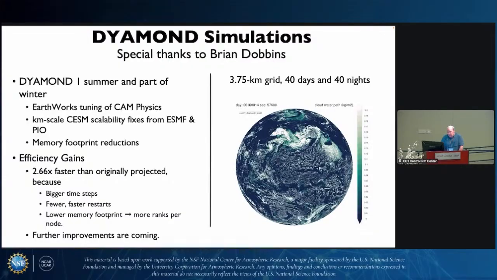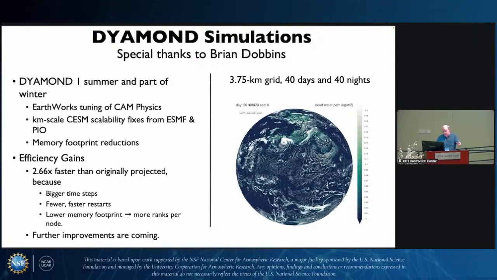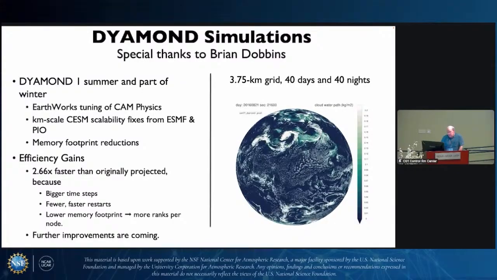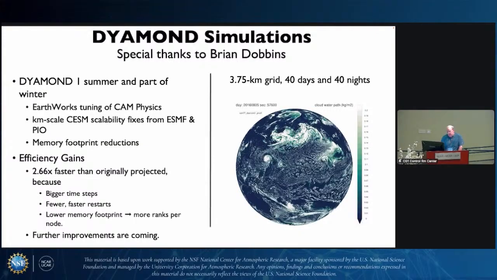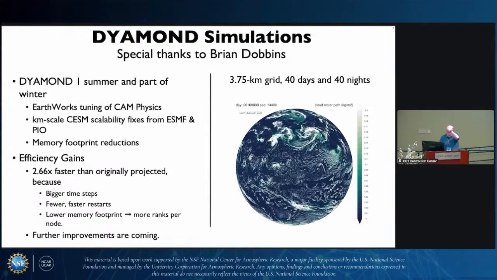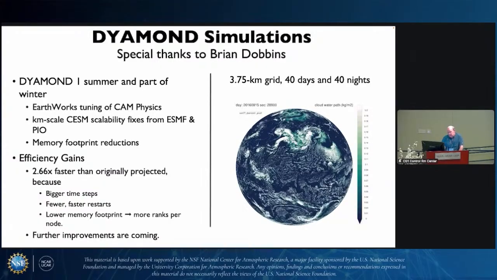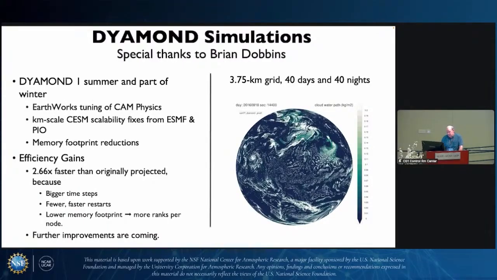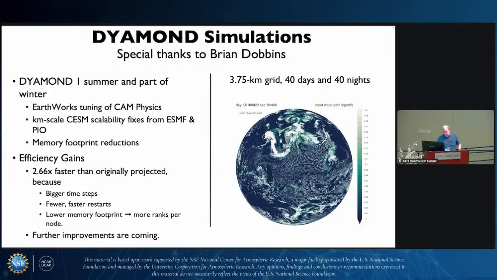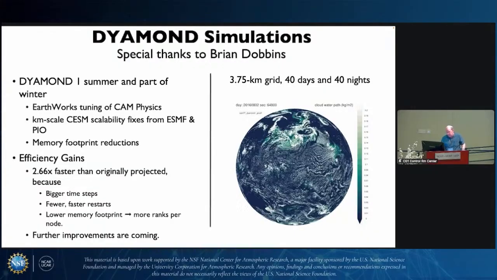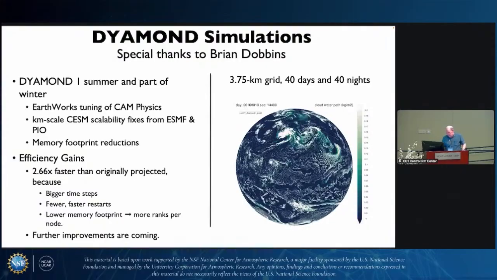And there were also a number of scalability fixes, which means fixes that allowed us to use a larger grid, from both ESMF and PIO, which is an I/O package the model uses. And also memory usage has been reduced. So these things led to improvements in efficiency, and in fact, the code actually runs more than 2.5 times faster than we thought it was going to, because we're using longer time steps. We don't have to restart as frequently, and we are using less memory, which means we can use more cores. And further improvements are in the works.